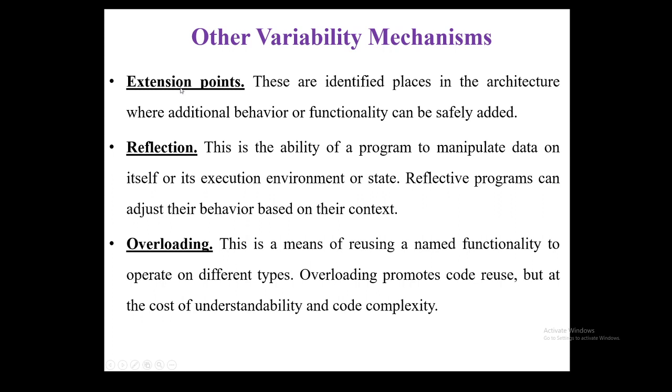First one is the extension point. Extension point is telling about additional functionality. How can you add the additional functionality? By adding a particular module. Reflection. It is telling about the ability of the program to manipulate data on itself and the execution environment or state. Reflective programs can adjust their behavior based on their context. Next, overloading. This is a means of reusing named functionality to operate on different types. Overloading promotes code reuse but at the cost of understandability and code complexity.